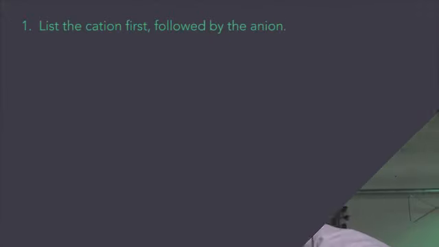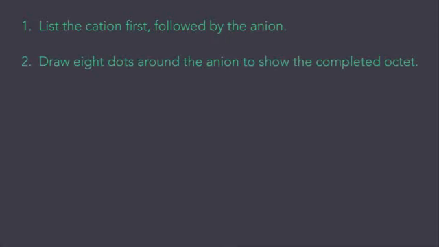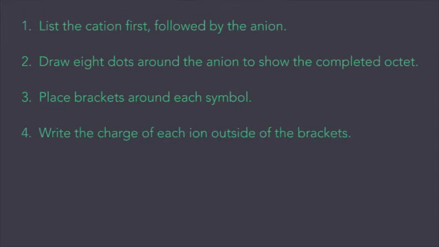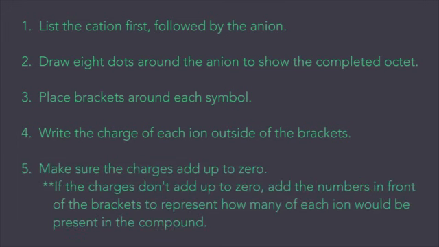If you want to use the crisscross method first to figure out the chemical formula and then draw the dot structures, that's cool too. Now we need to complete the drawing. Follow these steps. List the cation first, followed by the anion. Draw 8 dots around the anion to show the completed octet. Place brackets around each symbol. Write the charge of each ion outside the brackets. Make sure the charges add up to 0. If the charges don't add up to 0, add the numbers in front of the brackets to represent how many of each ion would be present in the compound.